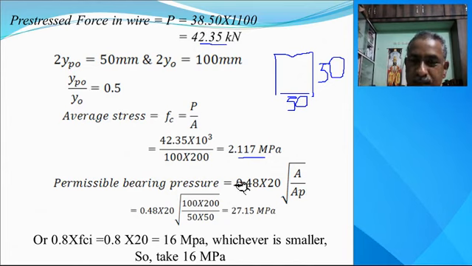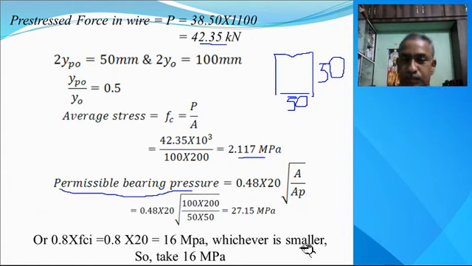Permissible bearing pressure, this is given in IS 1343, is 0.48 multiplied by f_ck. Here f_ck, or f_ci, is equal to 20, times the square root of A divided by A_p. A is the area of the concrete section and A_p is the area of the anchor plate. So the square root of (100 by 200) divided by (50 by 50), multiplied by 0.48 f_ck, gives 27.15 MPa. This is the permissible bearing pressure using the IS code.